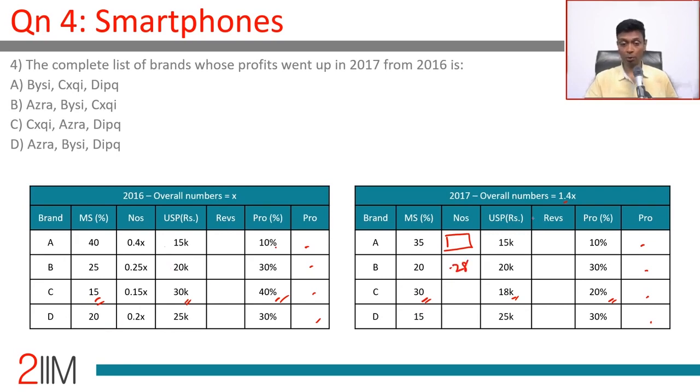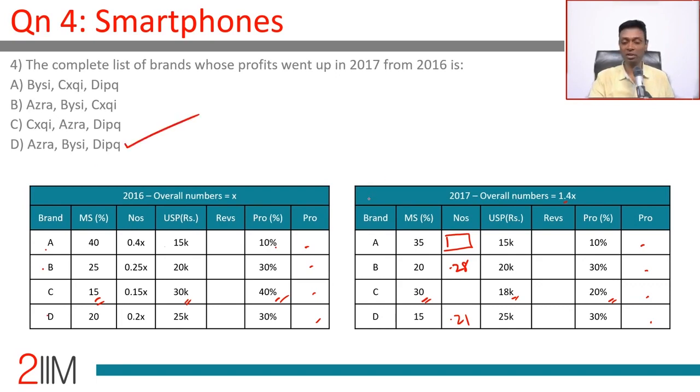15 times 1.4 is 0.21, this is also greater. A, B, and D end up doing higher numbers in terms of actual numbers, not market share, than they did in the previous year. Their USP and their profitability percentage remain the same. So A, B, D, all three are going to have higher profits in 2017 than 2016. This works. Everything has only three choices.